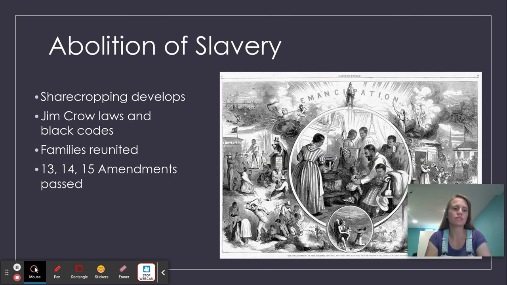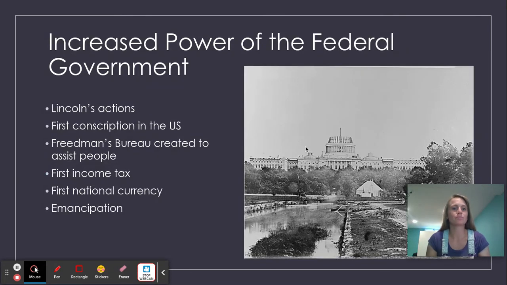Then there was the abolition of slavery. The 13th Amendment abolished slavery. We're going to talk more later on in this unit about sharecropping and Jim Crow laws and the 14th and 15th Amendment. But for now, you need to know that slavery was abolished because of the Civil War through the 13th Amendment.